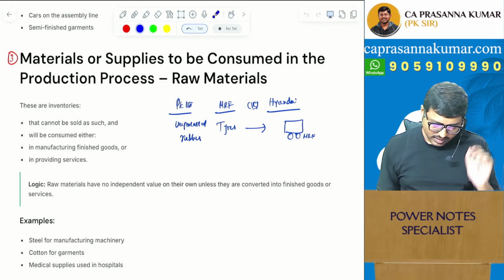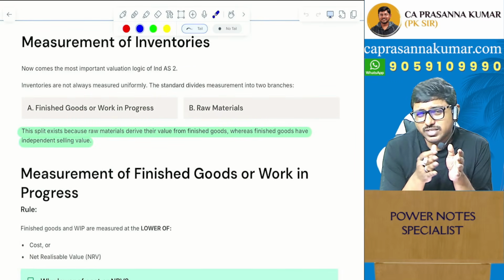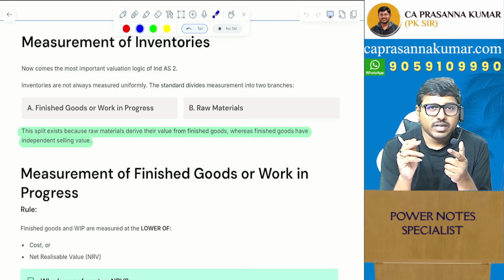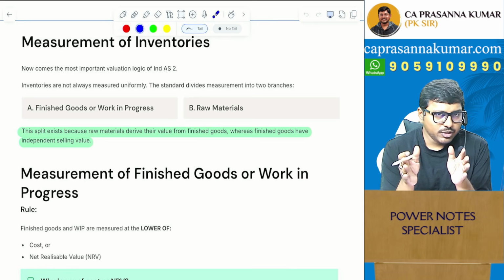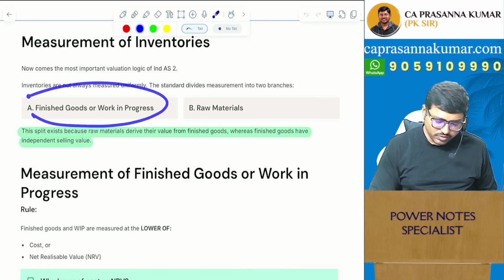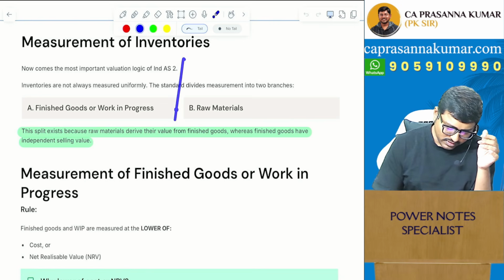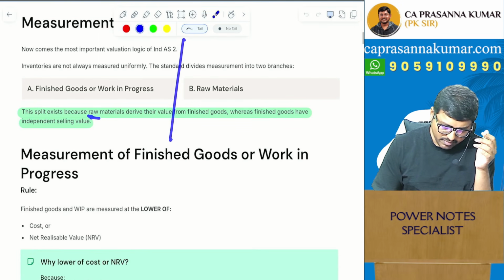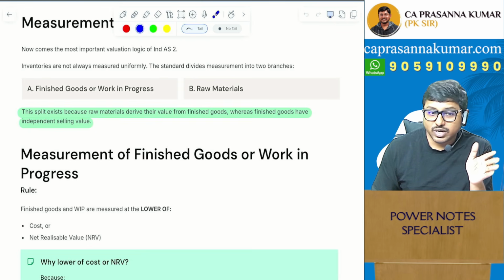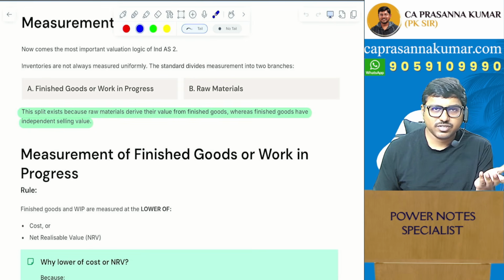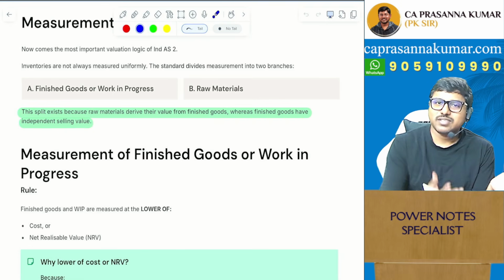Got the point, right? Now, when it comes to measurement of inventories, we have already seen three types of stock: one is your raw material, the other one is your WIP, and finished goods. We basically categorize them into two. Under one category, you get finished goods or work in progress. Under another category, you get raw materials. Why is there a split? Very simple. Because raw materials derive their value from finished goods, because of our intention to convert them into finished goods, as we are a manufacturing concern. Whereas finished goods have value on their own because you can just sell them.